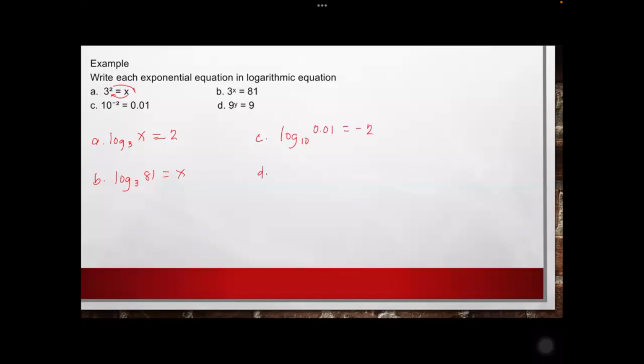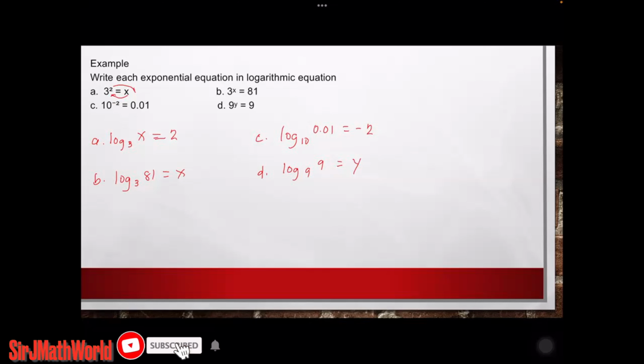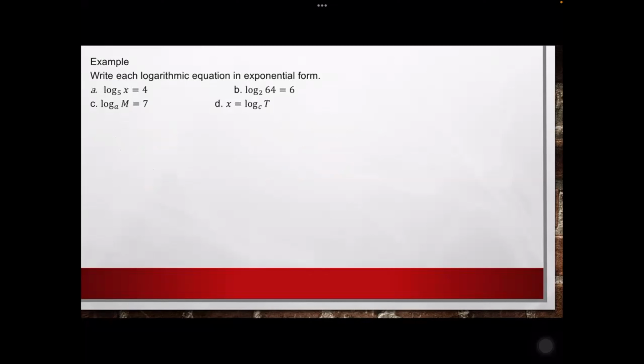Letter D. Log 9 po. Tapos 9 equals y. Okay. So you can have the logarithm of 9 is equal to y with the base of 9. For the letter C, you will have your logarithm of 0.01 is equal to negative 2 with base 10. So again, nagpapalit lang yung exponent at saka yung sagot. Question? Clarification? Okay naman?